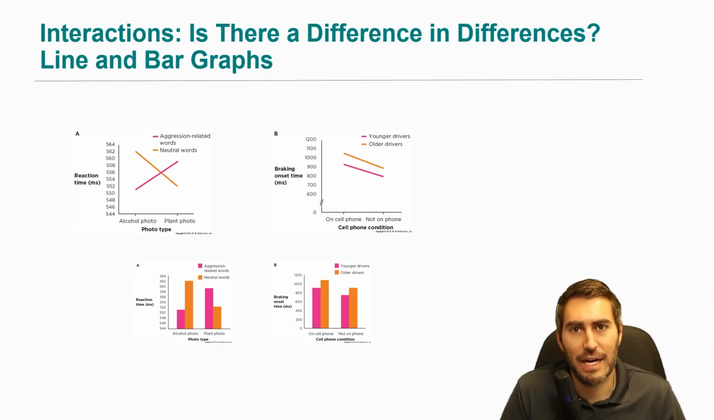Interactions can also be detected from bar graphs. So in the bottom two bar graphs we can see, imagine connecting the tops of the two pink bars and the tops of the two orange bars with straight lines. Would the lines then be parallel or not? If the lines are parallel, then there's no interaction between your independent variables, but if the lines aren't parallel, or in other words, they intersect each other, then there is an interaction between your independent variables. There is an interaction between photo type and word type in the left-hand bar graph, but no interaction in the right-hand bar graph.